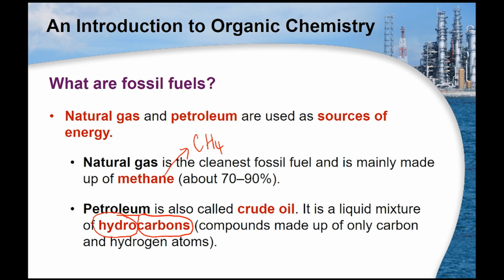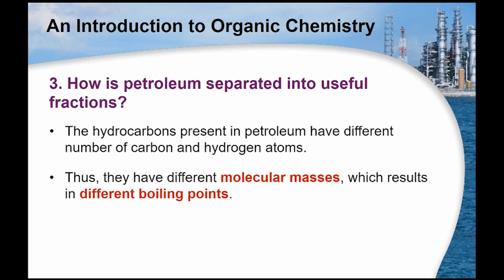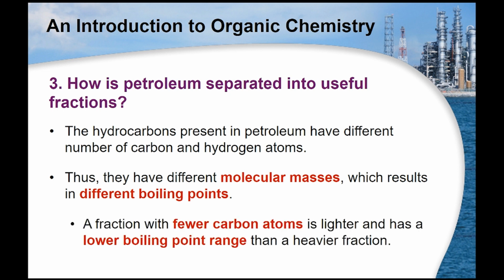So how do we separate them out? First and foremost, we need to understand that inside petroleum, the hydrocarbons can have different numbers of carbon and hydrogen atoms. Because of that, they will have different molecular masses. For example, a hydrocarbon that has a lot of carbon will tend to be heavier compared to one that has very little carbon. This difference in molecular mass will eventually result in different boiling points. A fraction with fewer carbon atoms will be lighter and therefore have a lower boiling point range compared to one that is heavier. The heavier ones will then have a greater boiling point.